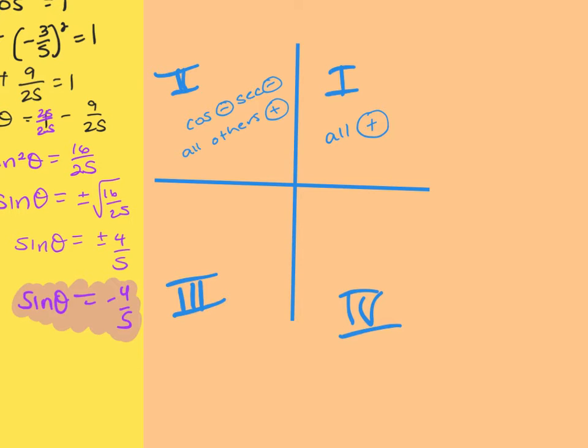In my third quadrant, I'm moving left and down, so both the sine and its reciprocal function, cosecant, and the cosine and its reciprocal function, secant, are all negative. Tangent and cotangent are the only positives.